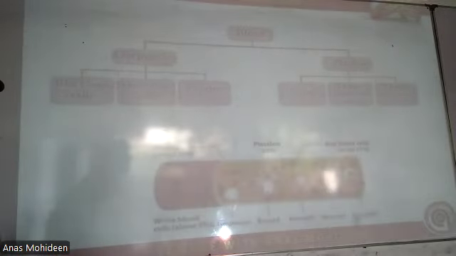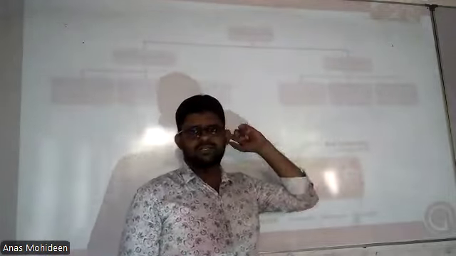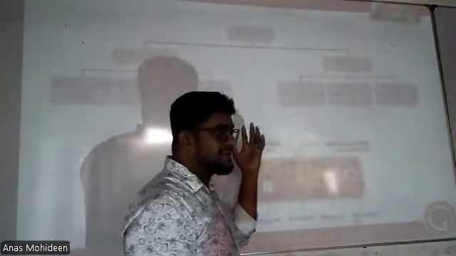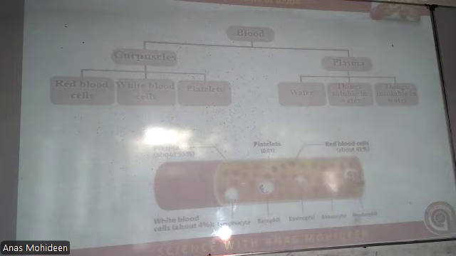Okay. So this is what we spoke about blood. Blood cells we discussed, and the next one is the blood plasma. Blood plasma mainly contains water, and along with water it contains water soluble things and water insoluble things. Water soluble things means whatever can be dissolved in water.